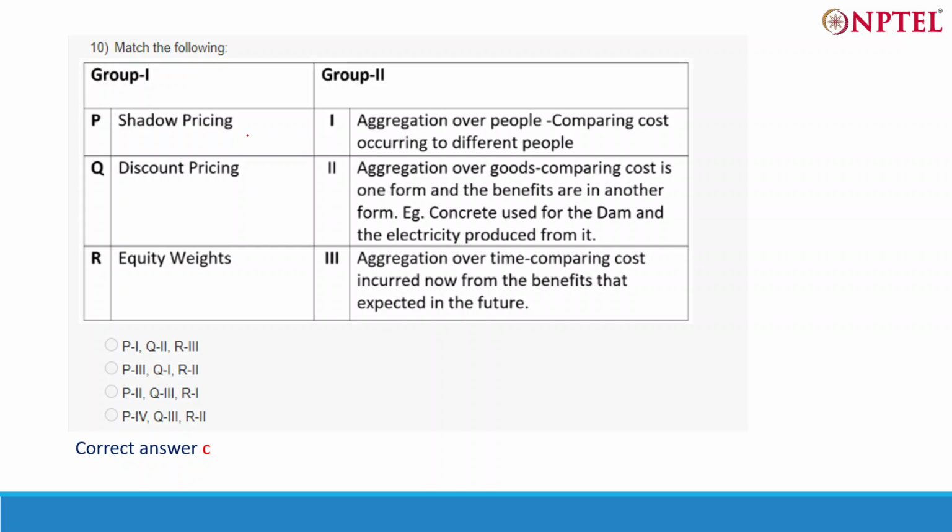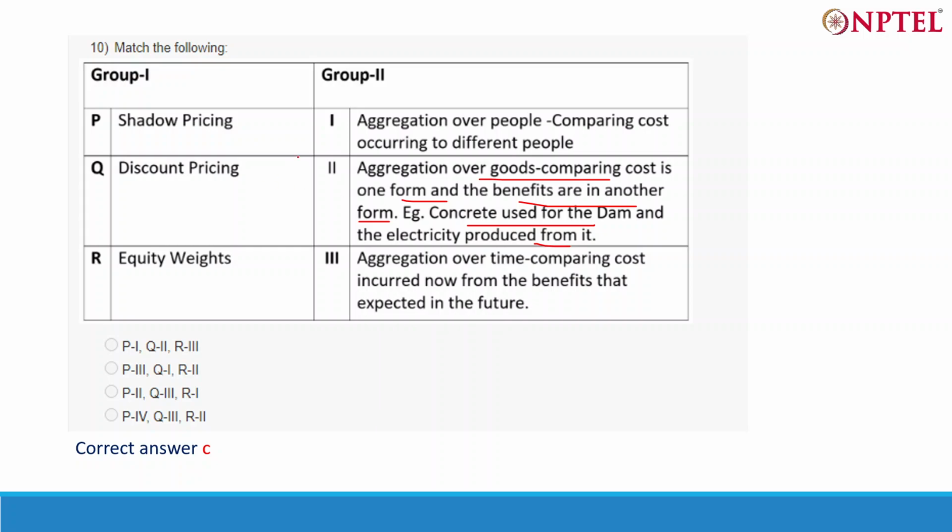Shadow pricing is basically aggregation over goods, comparing costs in one form and benefits in another form. Like concrete used for a dam is one type of cost, and the electricity produced from it is another form. So we are putting in concrete, we are getting electricity, so we compare them. How do we compare it? Then we do shadow pricing.